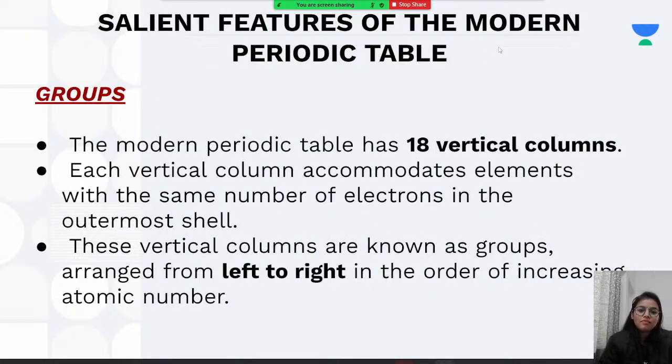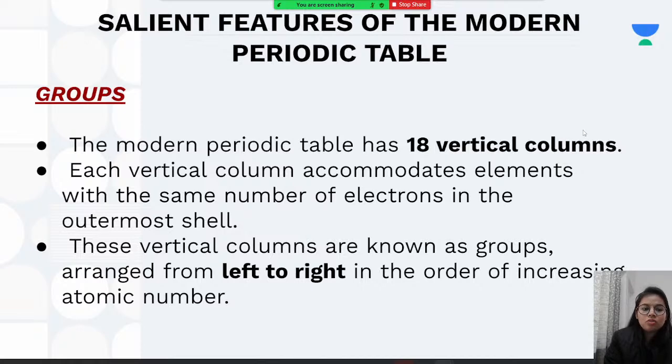Now, salient features of the modern periodic table. As you all know, our modern periodic table has some features. So what are those features? First, it has 18 vertical columns. What are these columns known as? These columns are known as groups.